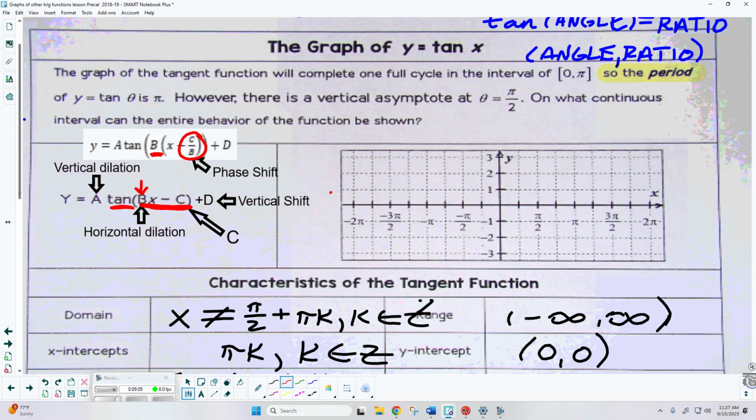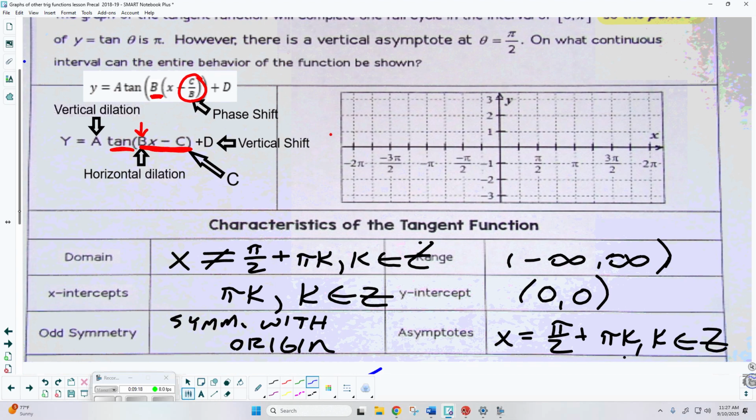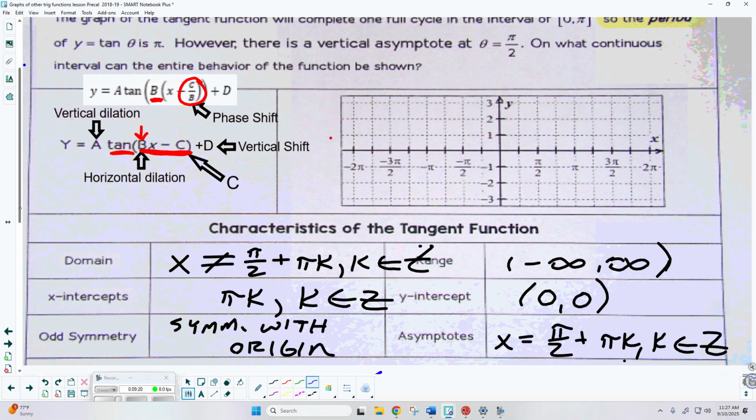Remember, C over B is the expression we use for the phase shift. Okay. All right. Well, how are we going to go ahead and graph tangent? There's a lot of different ways, but we're actually going to use a previous graph to help me out with this. So I'm going to go ahead and say tangent of theta equals.